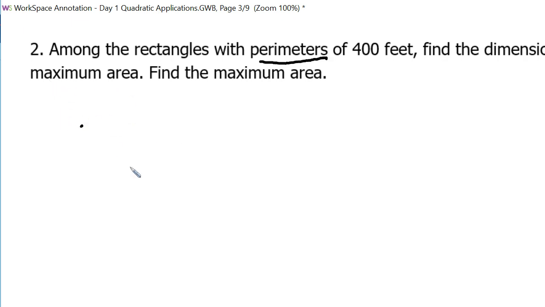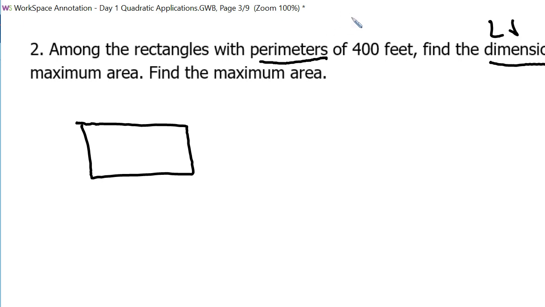Now they ask us for two things. They ask us first for the dimensions. So they're asking us for the dimensions of the rectangle. What are they asking us to find here? Length and width. So they want us to find the length and width. And then they also want us to find the maximum area. So on my rectangle, let me label the length. Let me label the width.